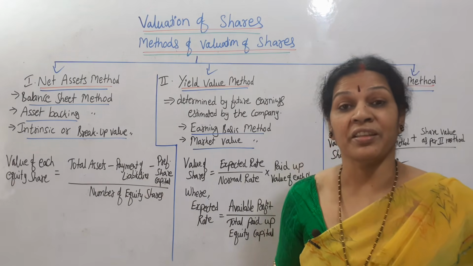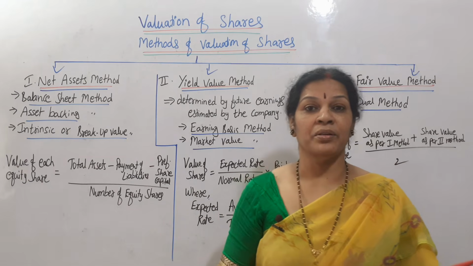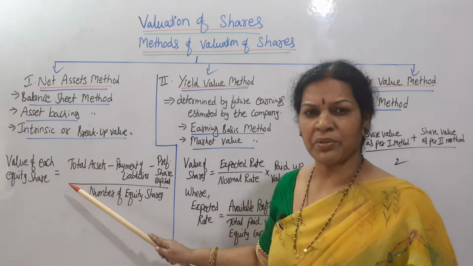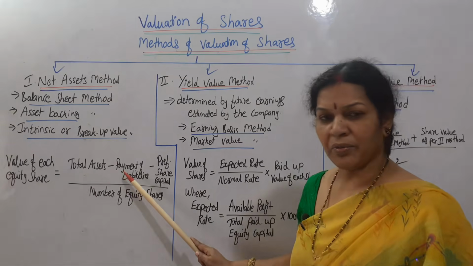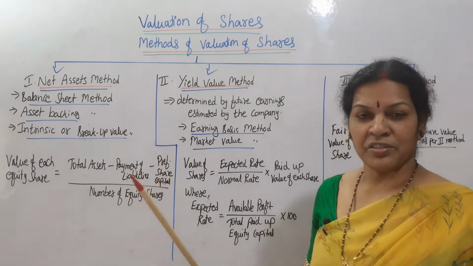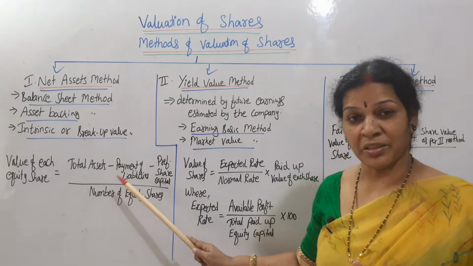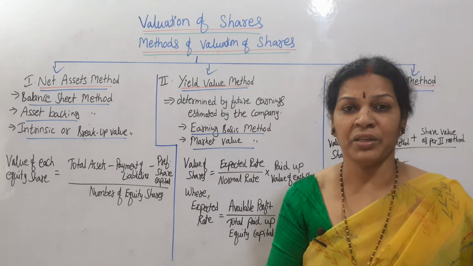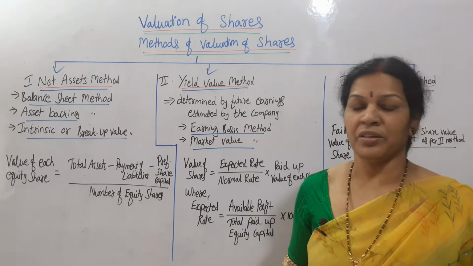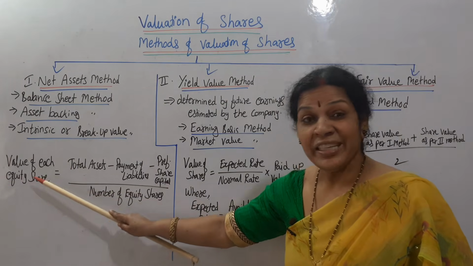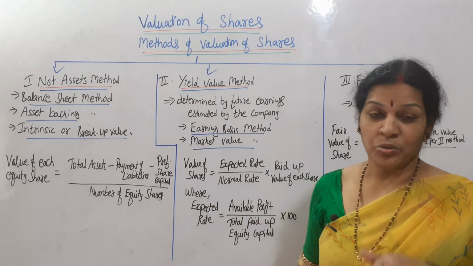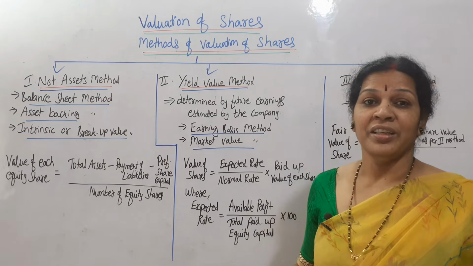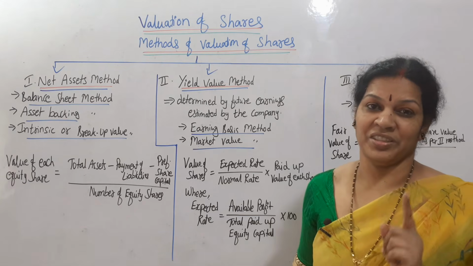How many equity shares are there? Say we have 15,000 equity shares. So we'll write here total assets, suppose this is 3 lakh, payment of liability is 20,000 and preference shares are 1 lakh. So 3 lakh minus 10,000 minus 1 lakh, divided by the number of equity shares. How many? 15,000 we are assuming, so that 15,000 only we'll write. So that you'll get the value of each equity share. To know each equity share, we are dividing by the total number of equity shares, so that you will get how much each equity share value is.